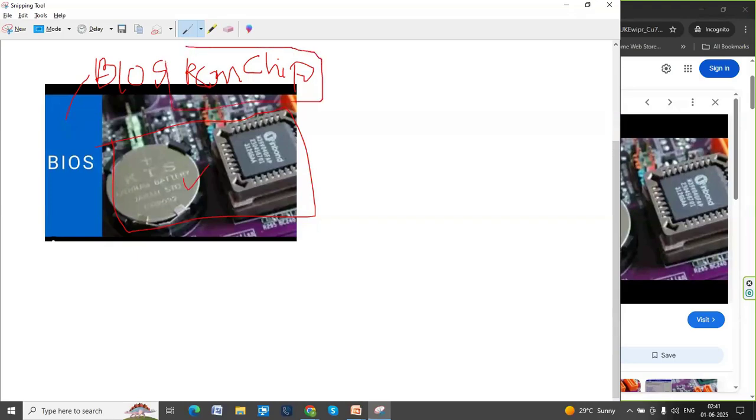Why is it called BIOS? Because this ROM chip helps in the basic input output system checking. It means that when you first start the computer, it checks the input and output devices' working status.